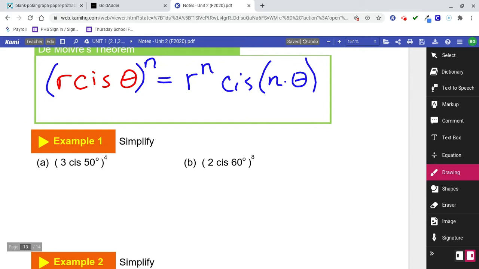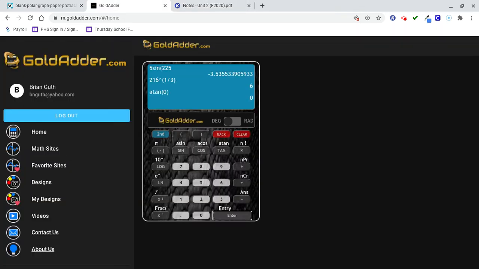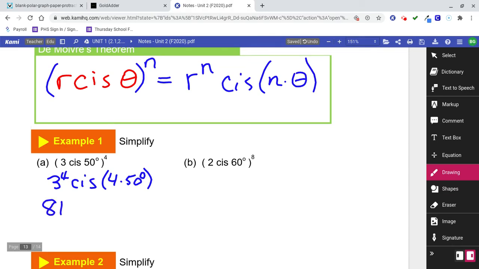So example 1, we've got a polar vector, 3 cis 50, raised to the 4th power. We're going to say 3 to the 4th power and 4 times 50. 3 to the 4th power, 3 caret 4, is 81. 4 times 50 is 200. That's all there is to it. We just took a polar vector to the 4th power.